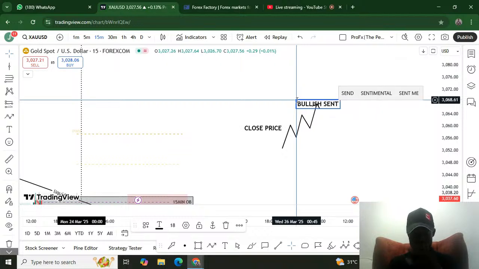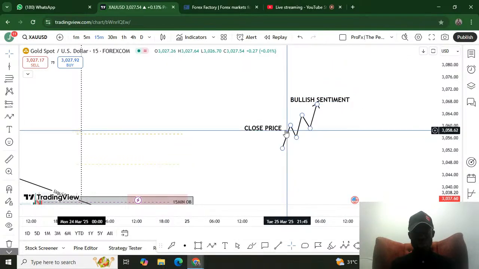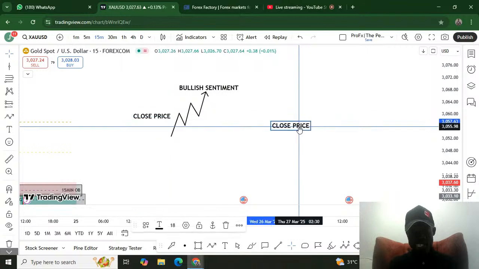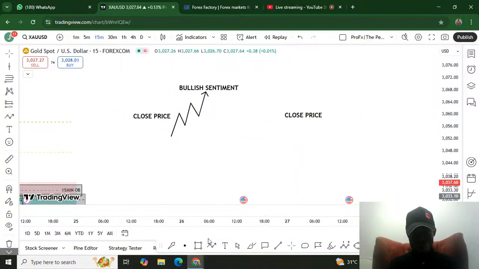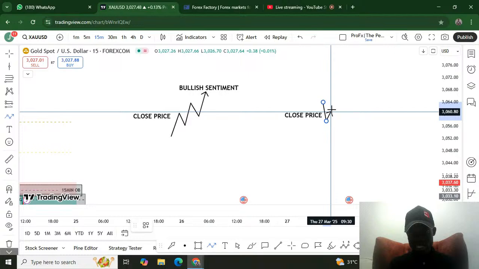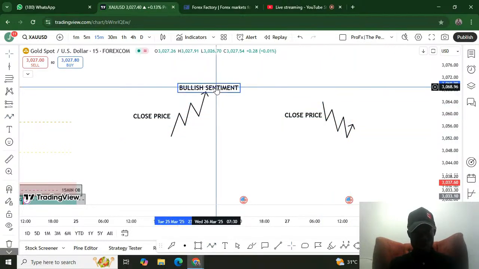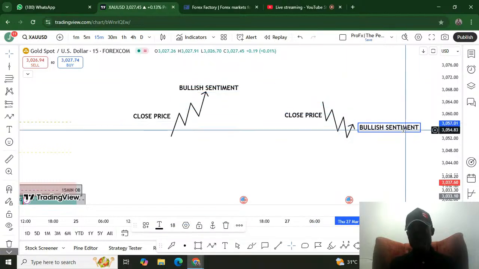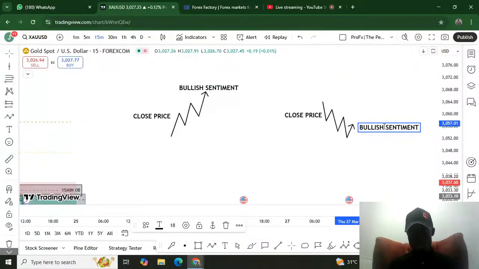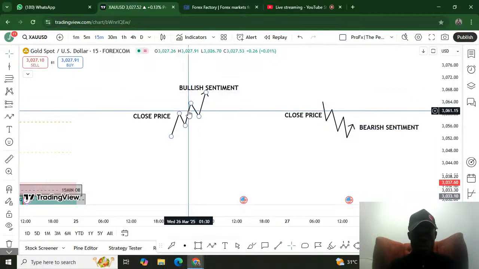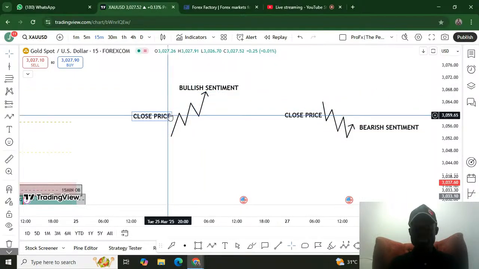At the particular point in time when price is trading above the close price, the sentiment is bullish. Opposite, when price is trading below the closing price, the sentiment is bearish at that point in time. Now back to this bullish. Now this can change from bullish to bearish when there is manipulation above the close price.